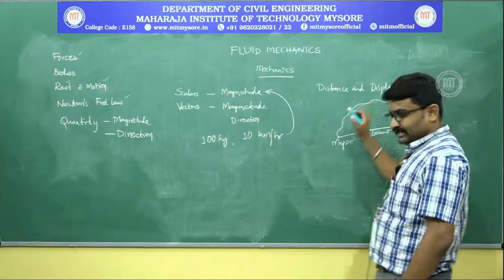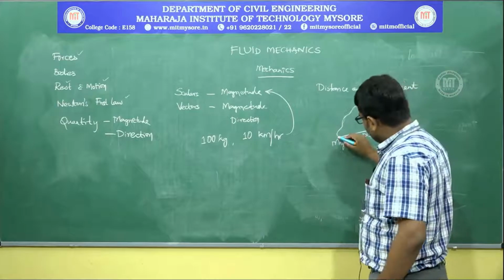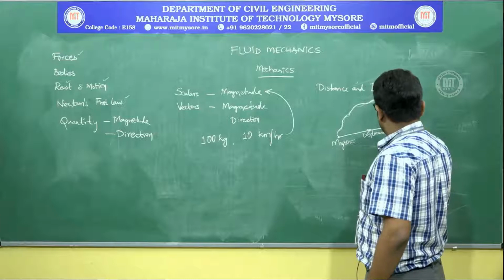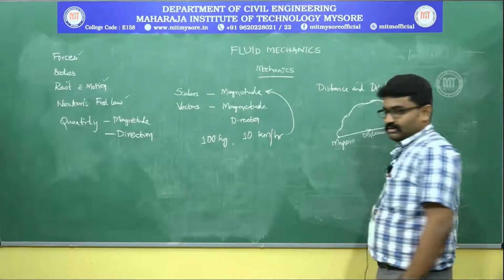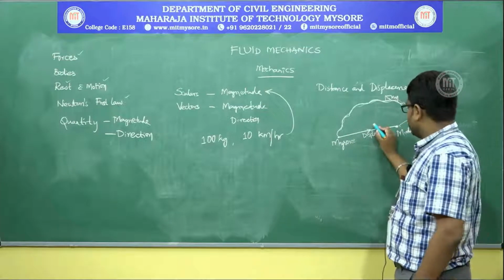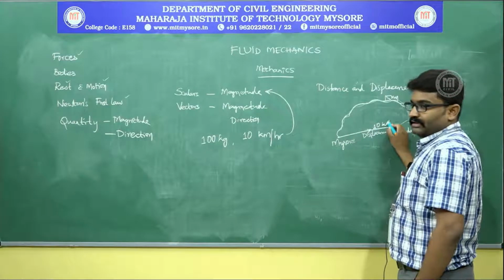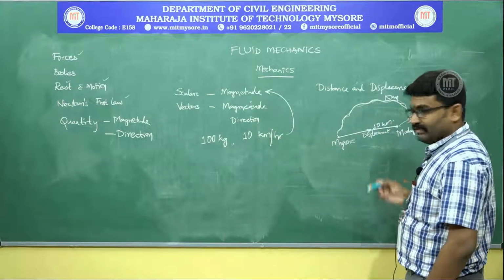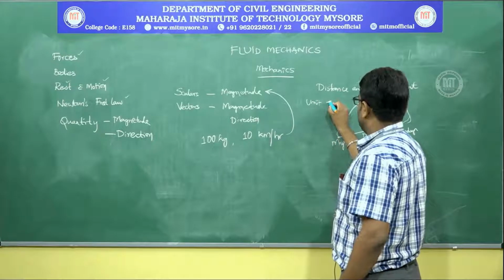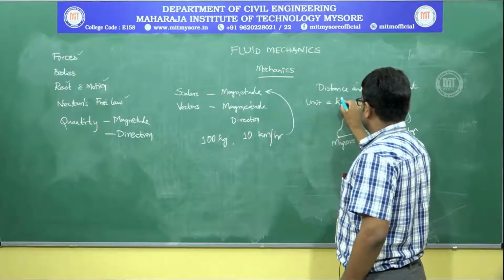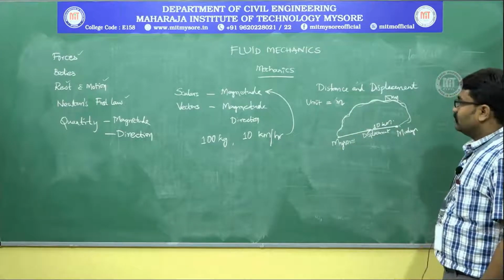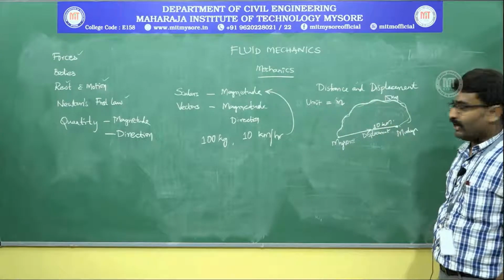What is the unit of distance and displacement? Distance, when you measure, starting from here, it is, say for example, 15 kilometers. Whereas the shortest distance between these two points is fetching me, say, 10 kilometers. Both are measured with the same unit. So, the unit for both distance and displacement is meter.